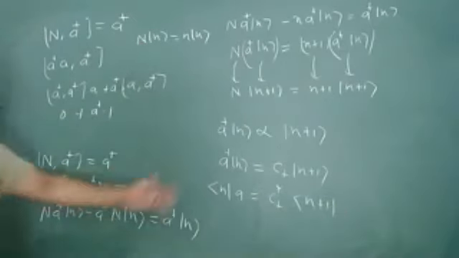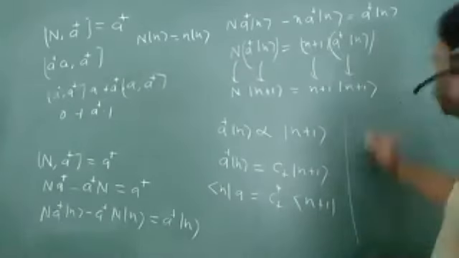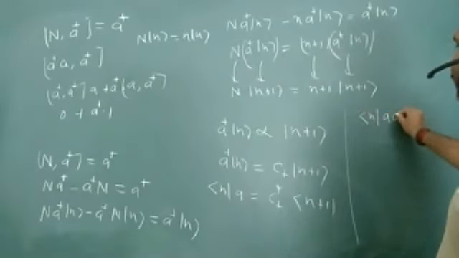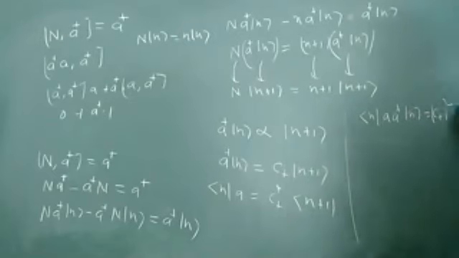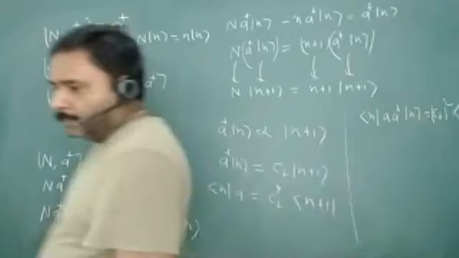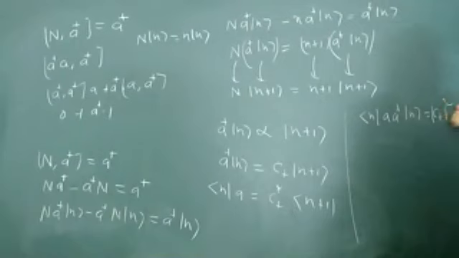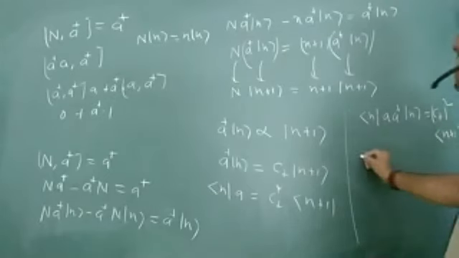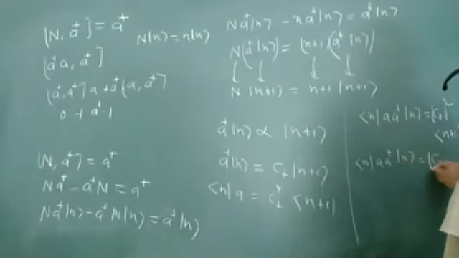And now we can multiply these two things. When we multiply them, what will we get? We will get bra n A A dagger ket n is equal to mod square of C plus, and here we have the bra n plus 1 with ket n plus 1. It is not visible, so I am writing n plus 1 here. What is the inner product of n plus 1 with n plus 1? It is 1. And now we have bra n A A dagger ket n is equal to mod square of C plus.